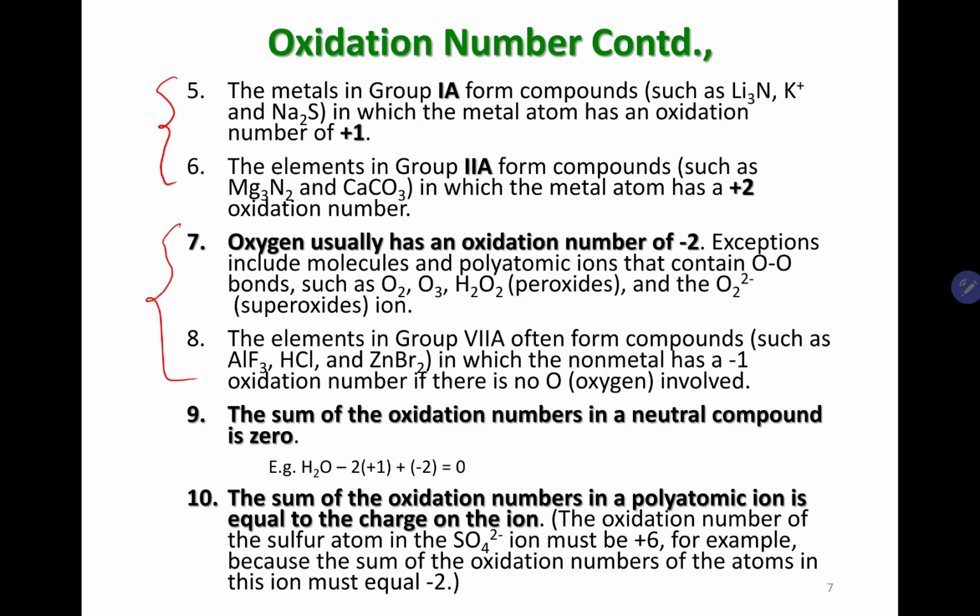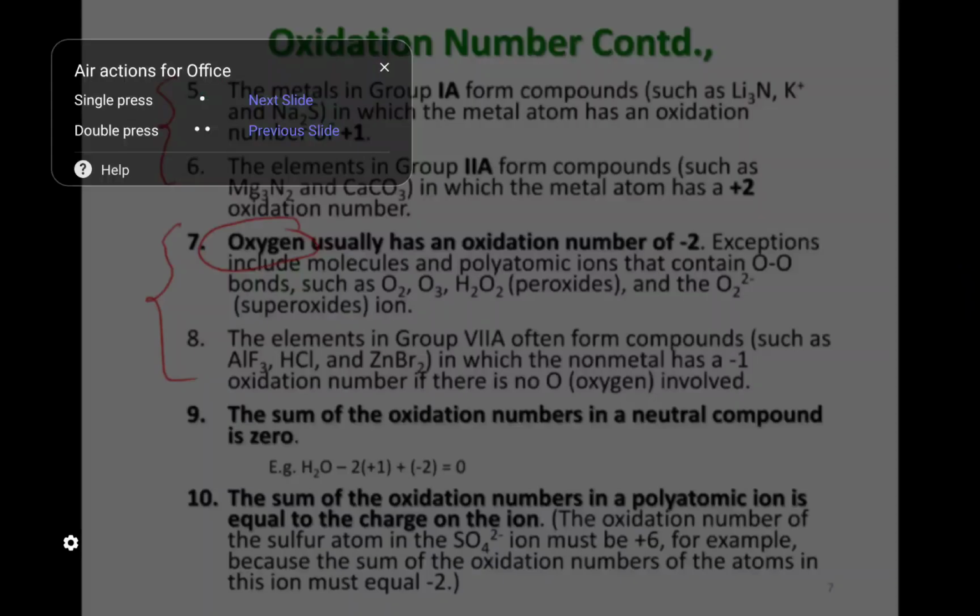So let's talk about rule number 7. It talks about oxygen, our favorite atom in inorganic chemistry. Oxygen, because it is everywhere. And in rule number 7, we talk about the oxidation number of oxygen. According to this rule, the oxidation number of oxygen is usually what? It is usually minus 2. There are exceptions though, but the usual situation is that the oxidation number of oxygen is minus 2.